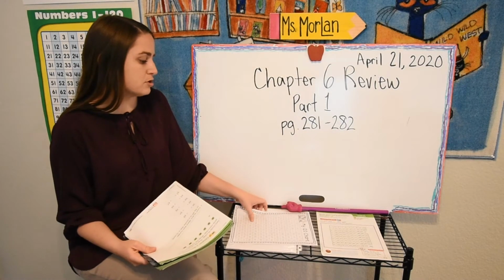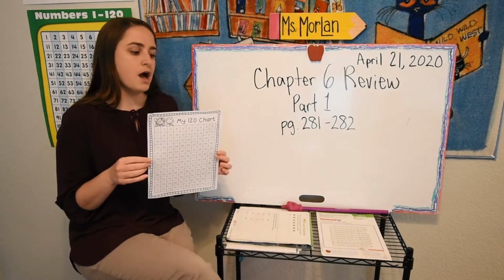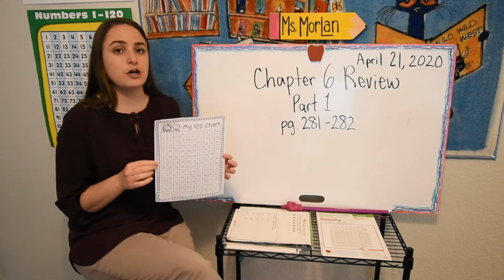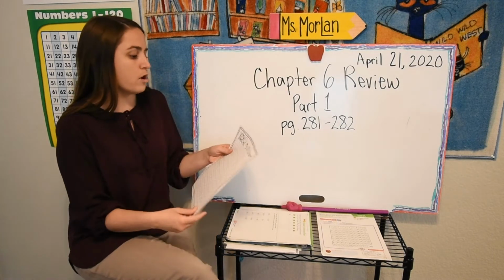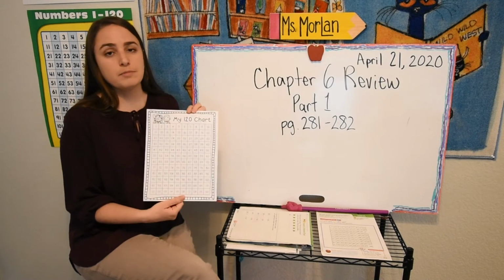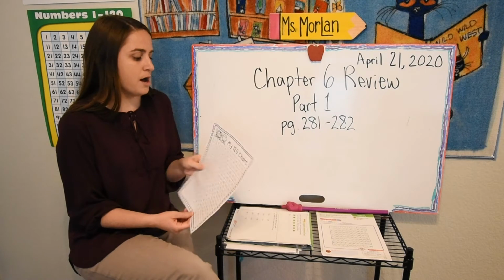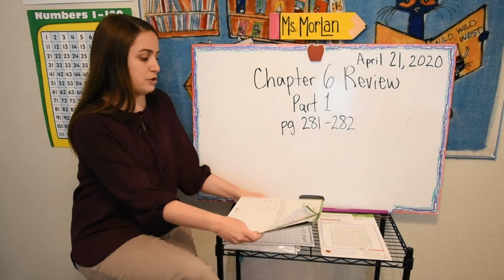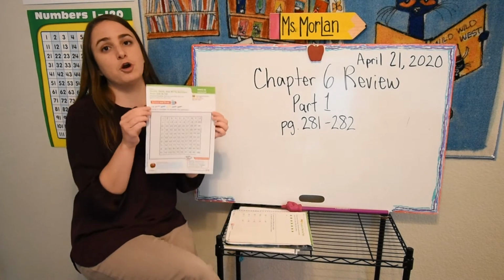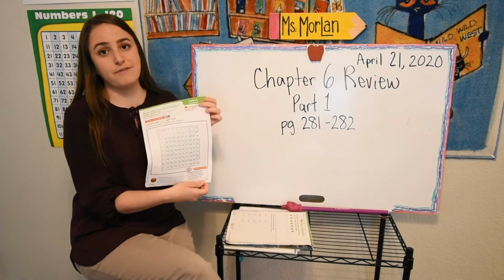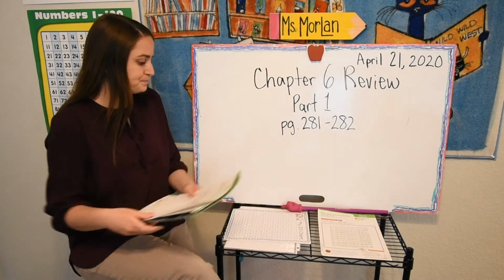Okay? To help you solve some of the problems, you may want to use a 120 chart. I will have a 120 chart attached on your Google Slides for Tuesday. You can just click on it to view it. If you have a printer, you can print it out. If you don't have a printer and you would like to have it out in front of you, there is a 100 chart in your Go Math book on page 273. Okay, so you can use that if you need to.